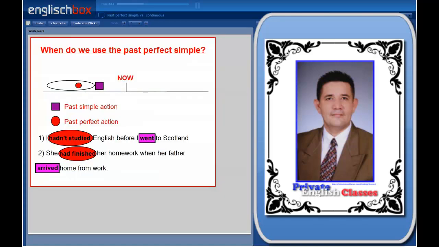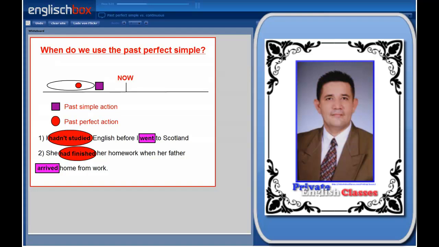So now we've looked at the structure. What about the use of the past perfect simple? And how is the use of the simple form different to the continuous form? Well, I've made a little diagram for you here to hopefully make it a little bit easier to understand.